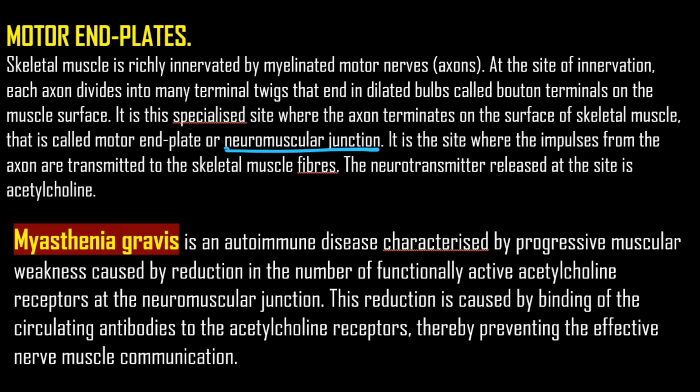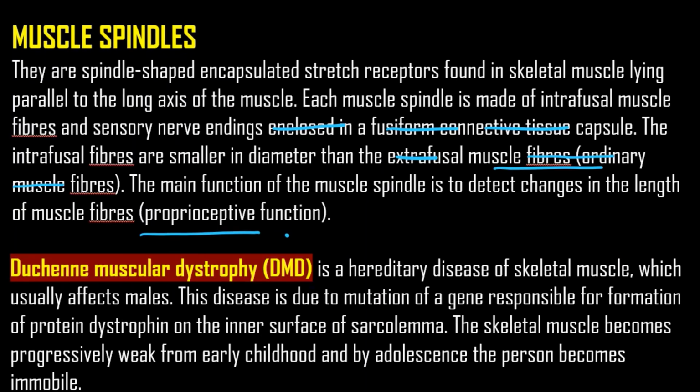So it is very important for you to know myasthenia gravis, and that it is mostly an autoimmune condition characterized by progressive muscular weakness due to a reduction in the number of functionally active acetylcholine receptors. So there is destruction of the acetylcholine receptors at the neuromuscular junction. That's how myasthenia gravis occurs.